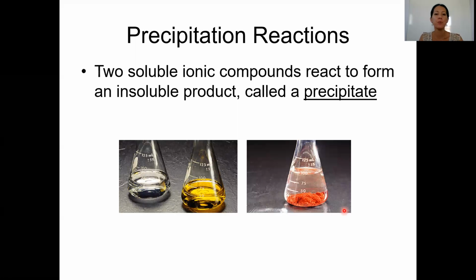So a precipitation reaction is when you have two ionic solutions. So notice there are no solids in here. This is like, say, sodium chloride in solution. And you react these, and an anion and a cation from one of each will end up finding each other and forming a solid that's not soluble in water. That insoluble product is called the precipitate.